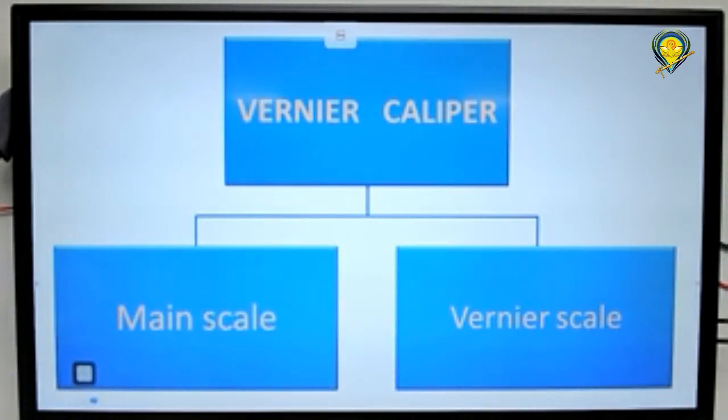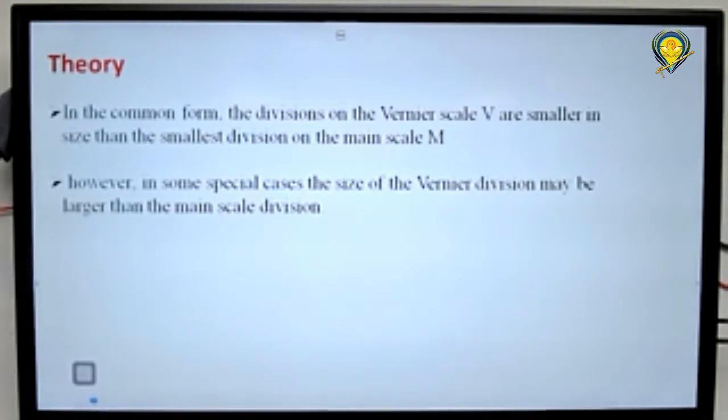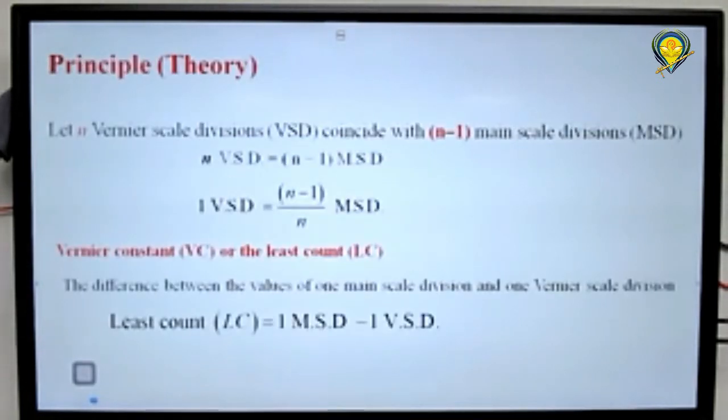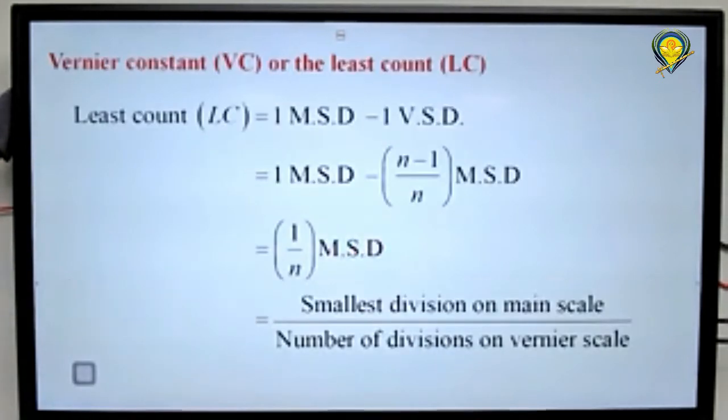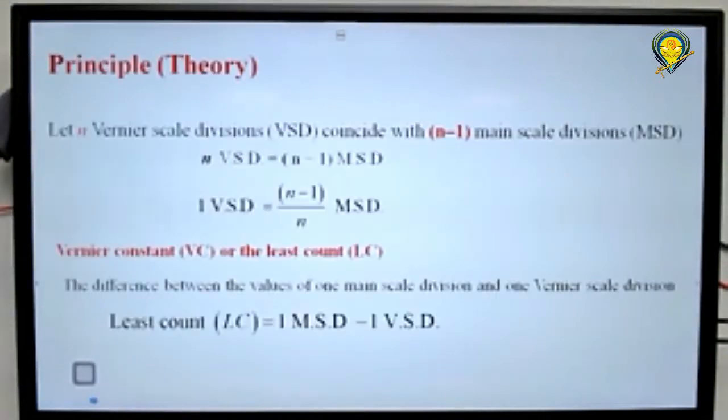Now, next one, theory. For example, if you want to calculate least count, what is the basic theory or principle? What is the principle behind this one? The principle is that n number of vernier scale divisions coincides with n minus 1 main scale divisions. Then least count can be calculated like this. Now, what is the formula to calculate least count? We need to use this one to calculate the least count.